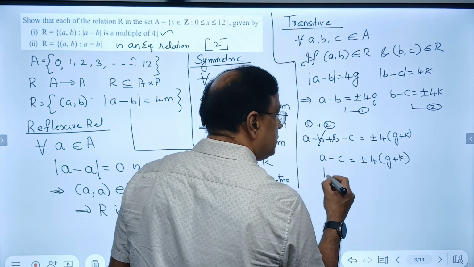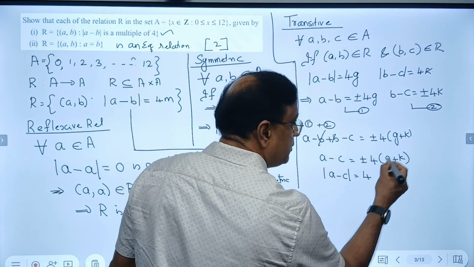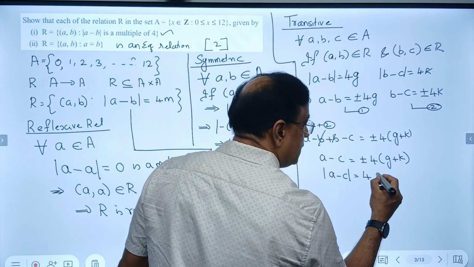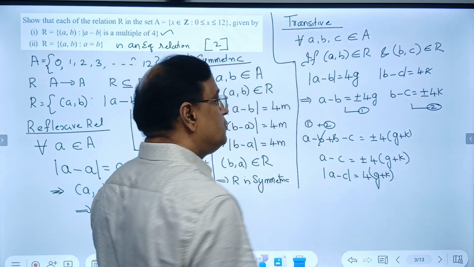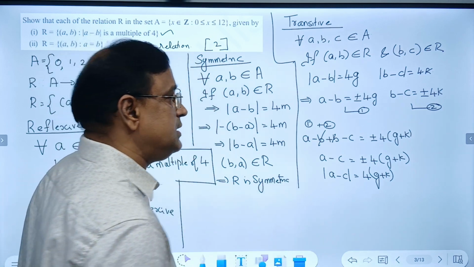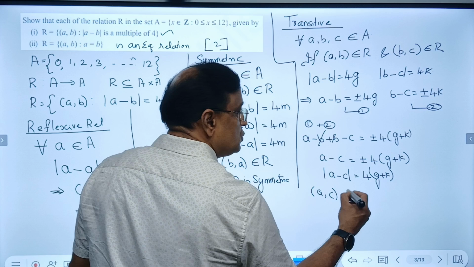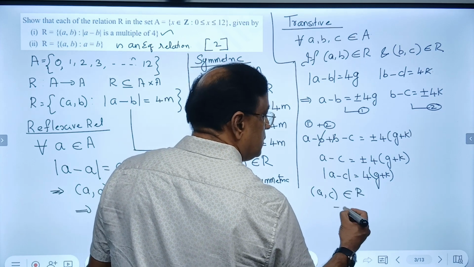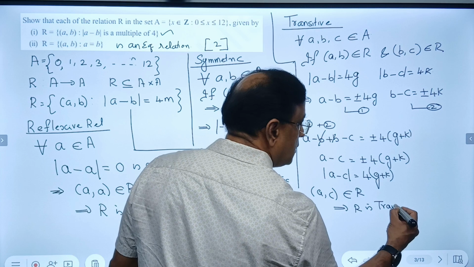Now take modulus. Plus or minus will become plus. So 4 times some element. Okay, I don't know what it is, just some element. So clearly you have proved that a minus c is a multiple of 4. So a comma c should belong to R. This implies R is transitive.